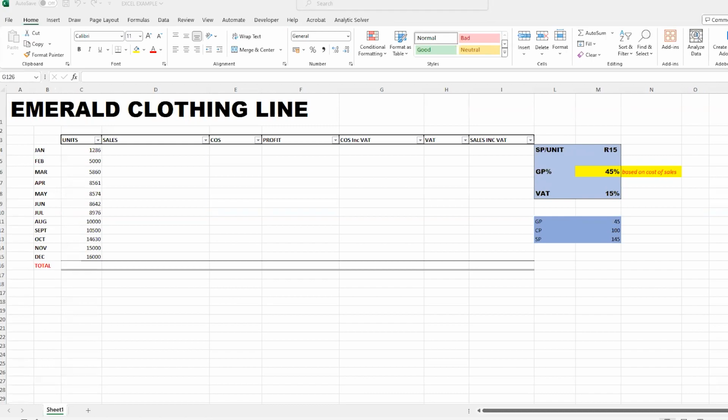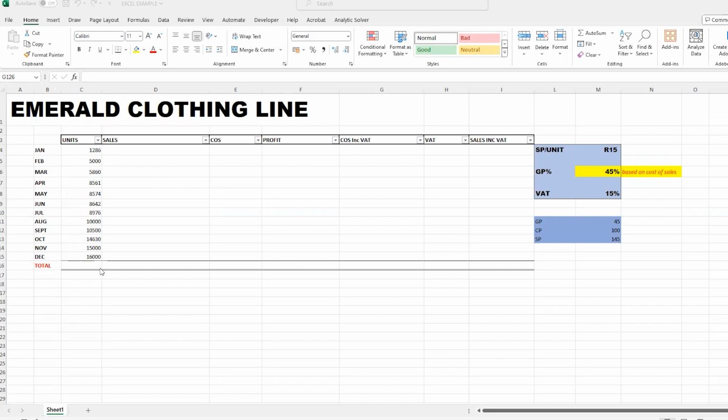So we're going to do this together. We're starting the business together. Let's go. Emerald Clothing Line has the following data that has been given to us. Let's say for the whole year, these are the amount of sales that was made. We've got sales for January, February, March, April, May, June, July, August, September, October, November, December. And these are the number of units that were made per month.